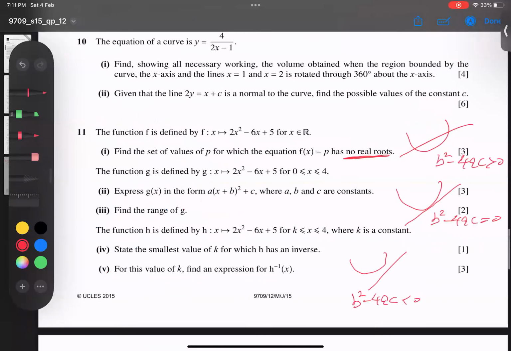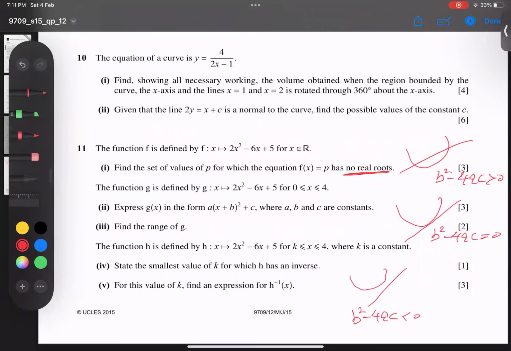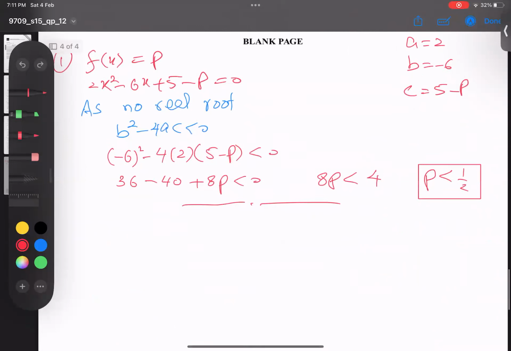Part number 2, he is asking us, see that the function is the same, only the name changed. He says that this time the domain is starting from 0 to 4. It means the domain is x starting from 0 ending at 4. So he's asking to convert it first of all into completing square form. And what is the way to do completing square form?